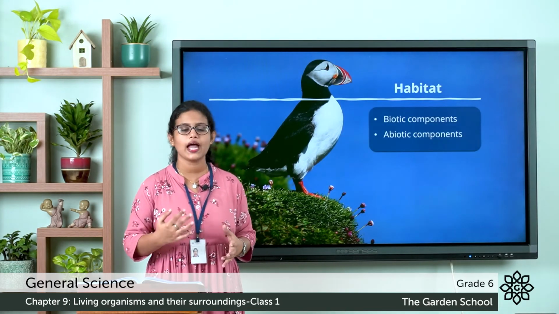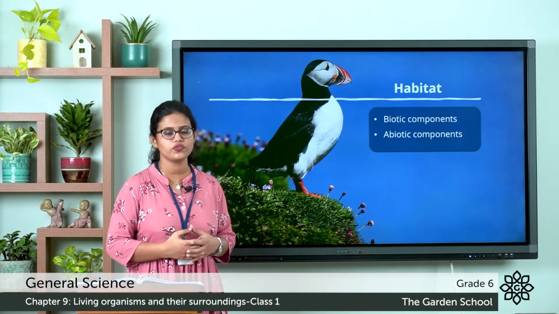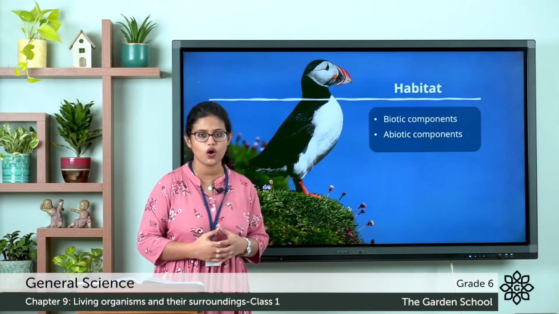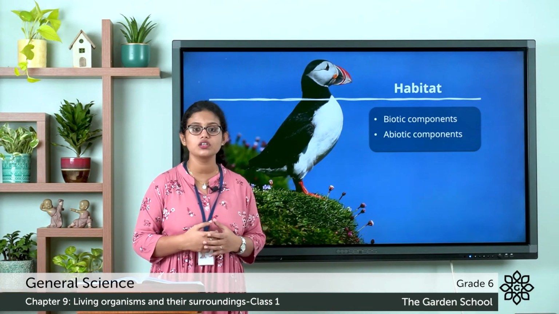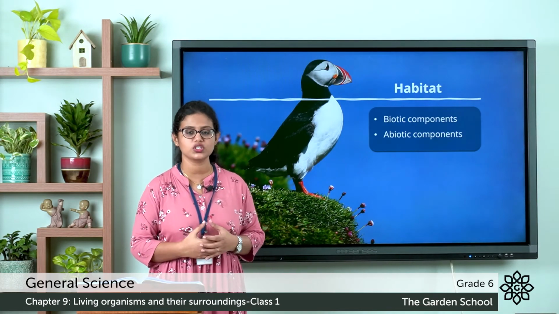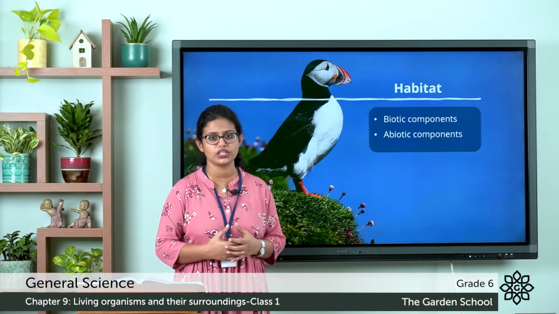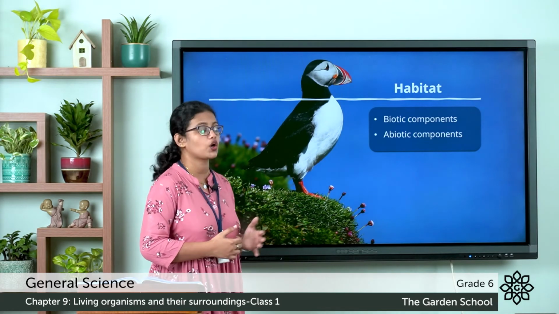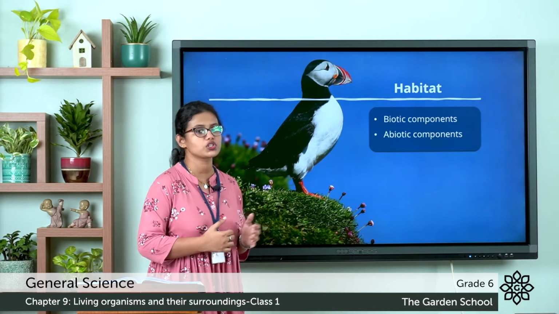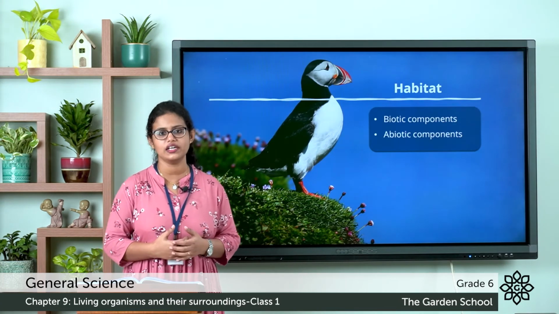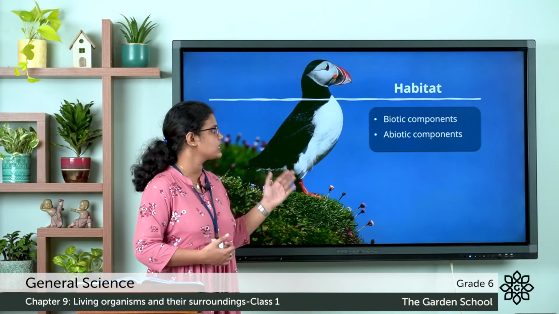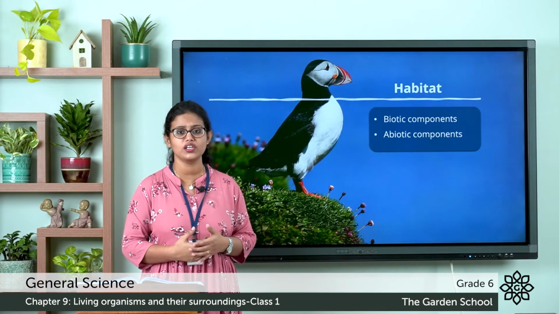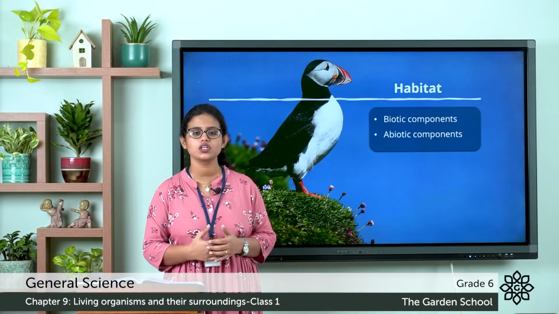We discussed habitat. Habitat is made up of living and non-living components, that is, biotic and abiotic components. What does biotic components mean? It means living components. Plants, animals and other living beings come under the biotic components. Then abiotic components are the non-living components. That is air, water, sunlight, soil, all of this comes under abiotic components.